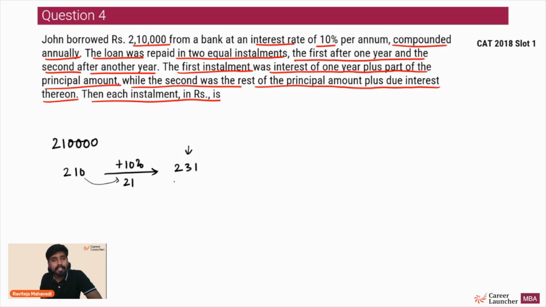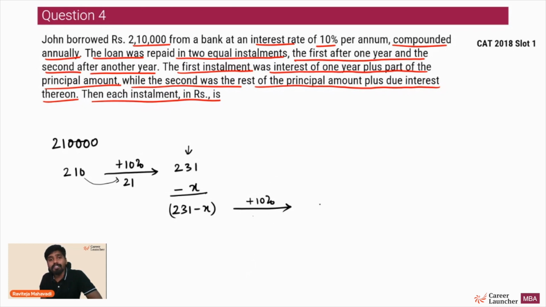But this is where the gimmick is. After the first year, I paid my installment X rupees. So if I am paying my installment of X rupees out of 231, what is the amount left, or what is the outstanding loan amount? It will be 231 minus X. Now this 231 minus X is what is going to grow by 10%.